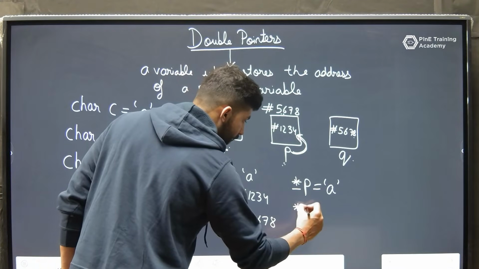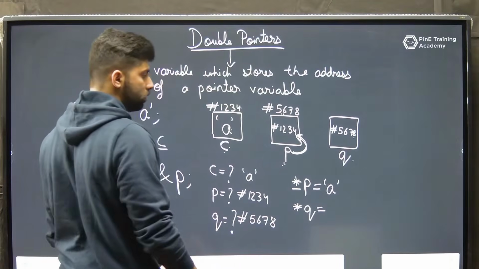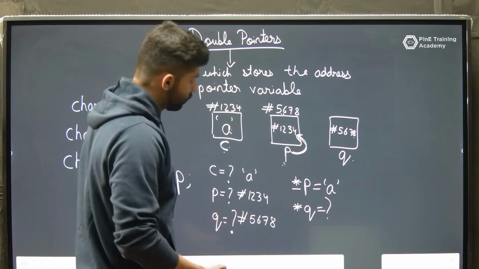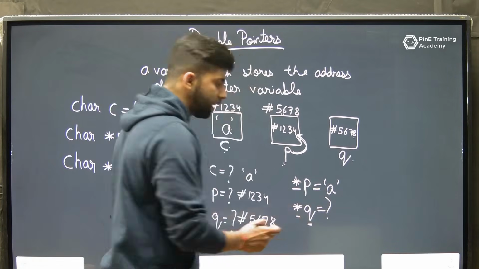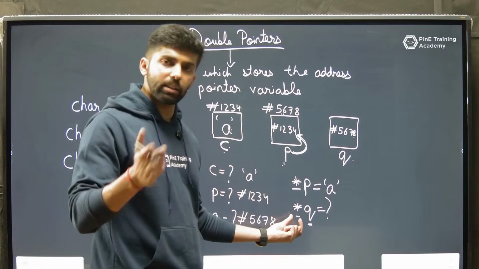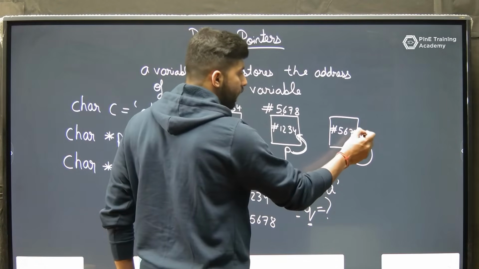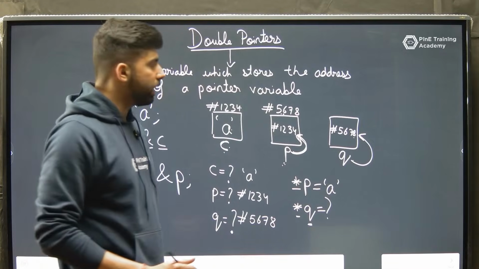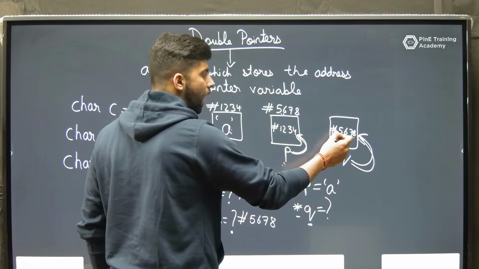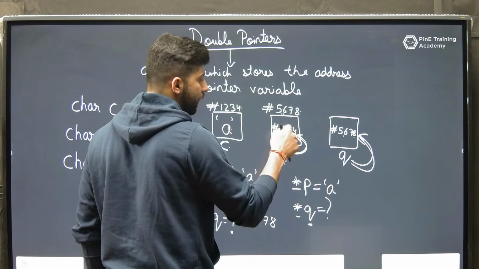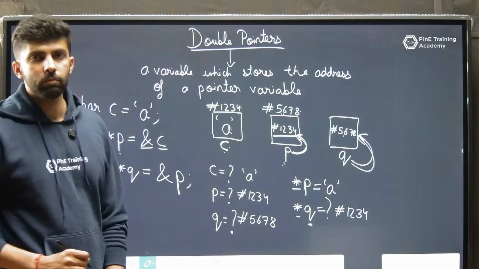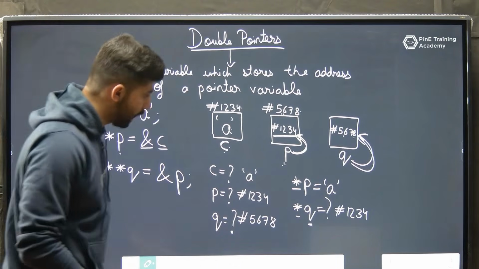What will happen if I print star Q? Again, Q and then a dereference operator. Dereference means we will move from address towards a value. So Q is storing an address, and we need to access the value at that address. So Q is storing 5678, and what is the value at 5678? 5678 has a value 1234. Right?